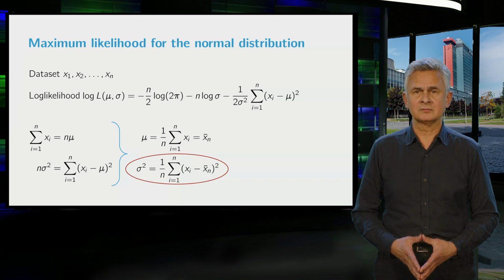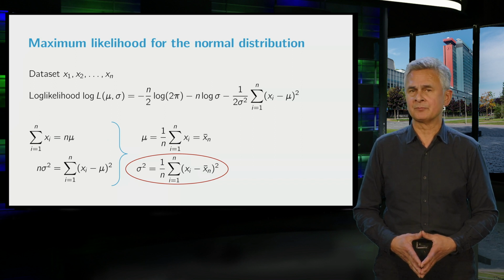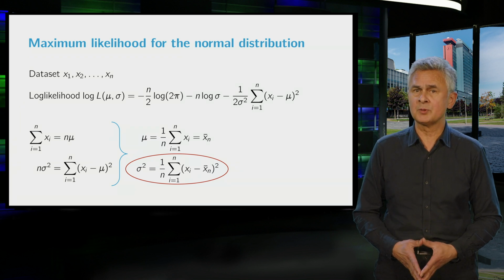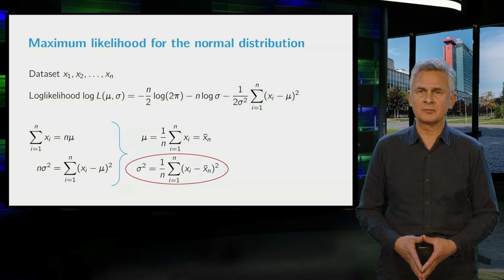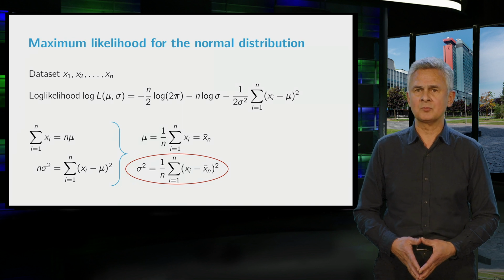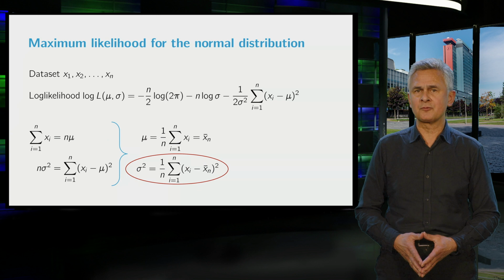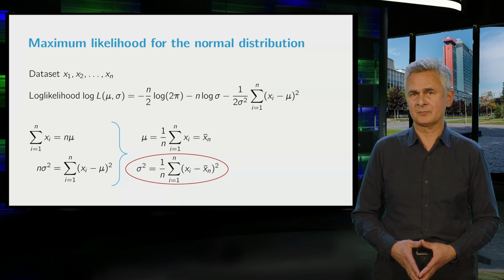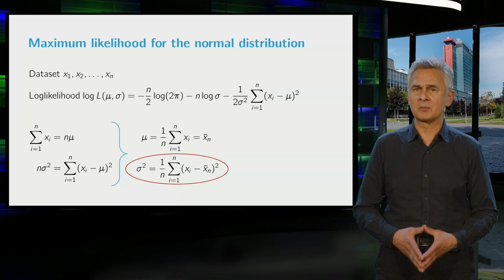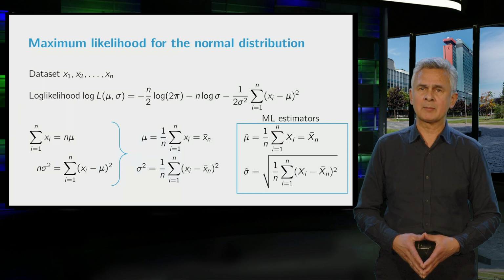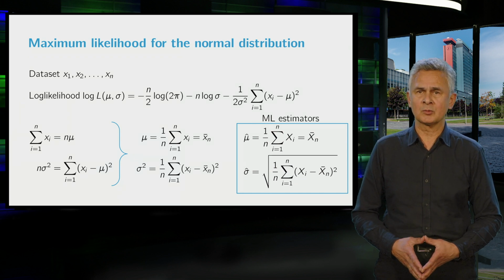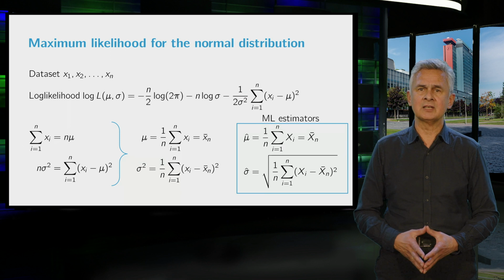We should check whether this is a maximum. Now from calculus, we learned that this can be done by computing the matrix of second derivatives. But that goes a bit too far here. Well, it turns out that the solution found is indeed a maximum. So that means that the maximum likelihood estimators for the parameters mu and sigma of the normal distribution are given by these two expressions.